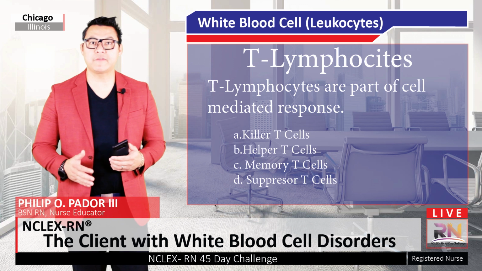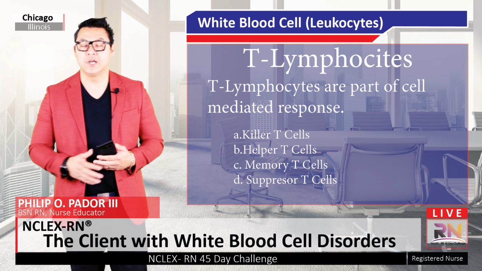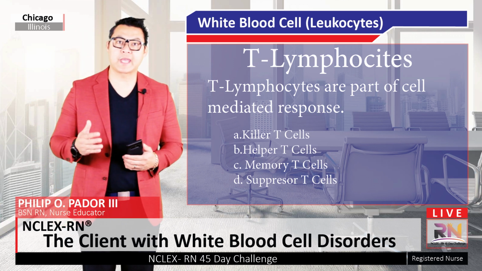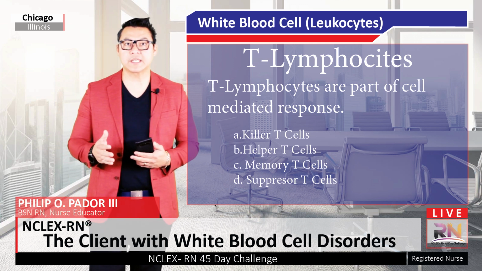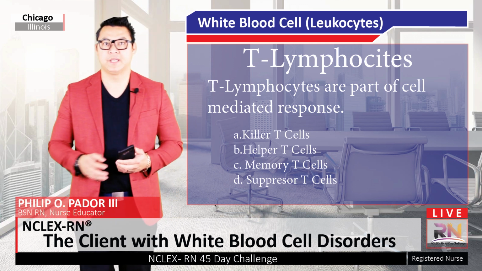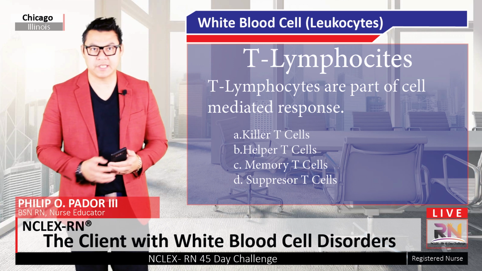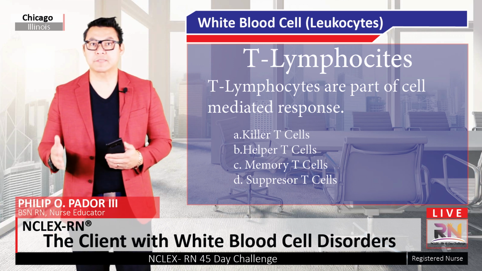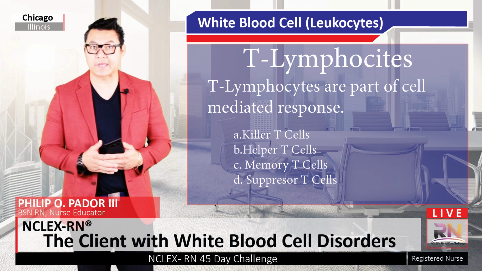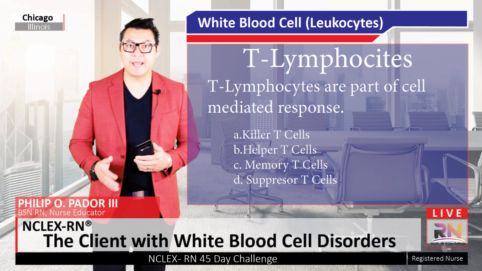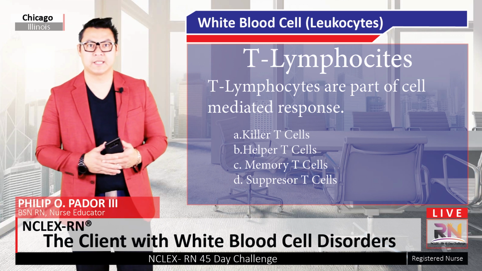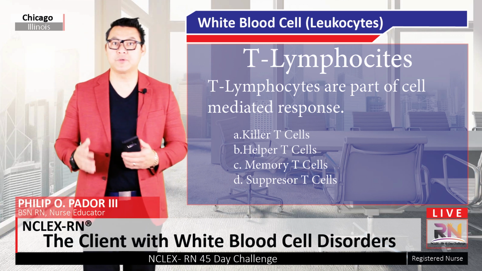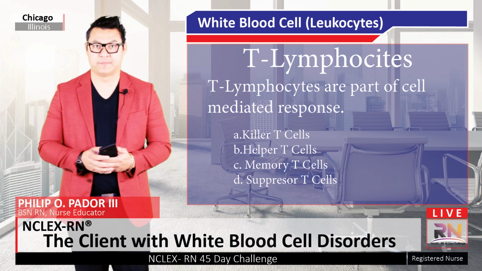So we have 4 different types of T lymphocytes or T cells. We have the helper T cells, killer T cells, memory T cells, and the suppressor T cells. So let's begin with the helper T cells. Helper T cells release special types of chemicals into the surrounding blood or the surrounding lymph, and they help other immune cells mature into their specialized form.